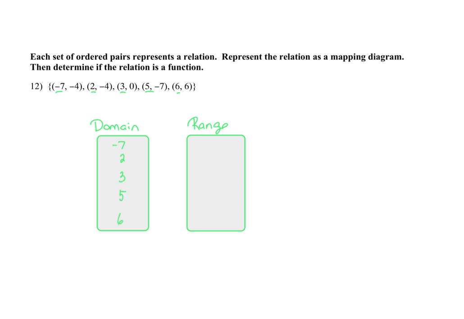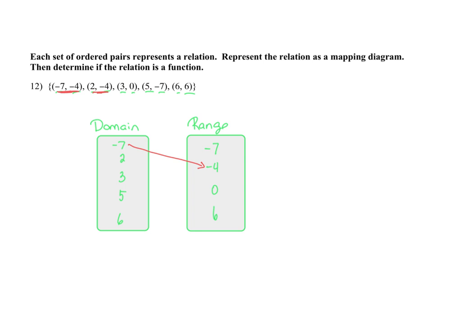And then I'm going to list my range in the other one. I have -4, -4, 0, -7, and 6. So -7 would come first, -4 would come after that, 0, and 6. And then I'm going to draw arrows from my domain to my range. So I'm going to take -7 and draw an arrow from -7 to that -4.